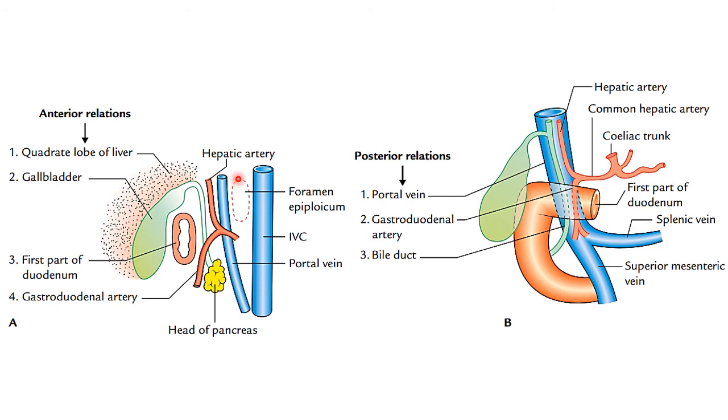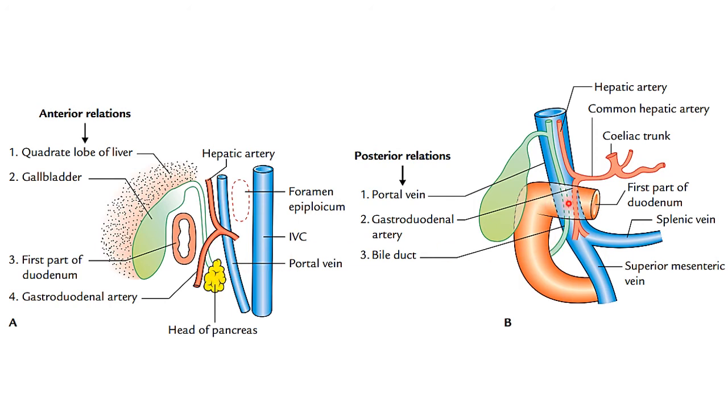The superior relation of the first part of the duodenum is the epiploic foramen, which is separated from it by the portal vein. The inferior relation of the first part of the duodenum is the head and neck of the pancreas.